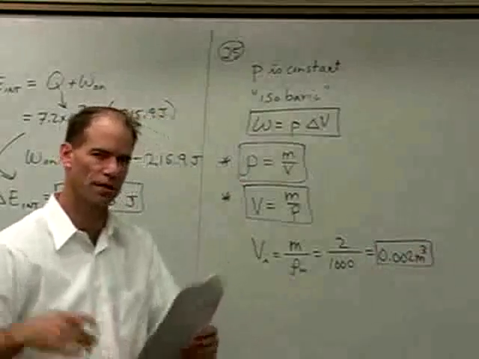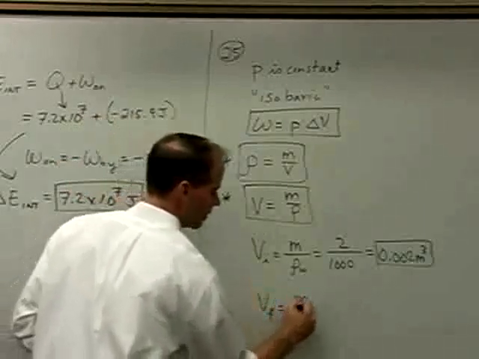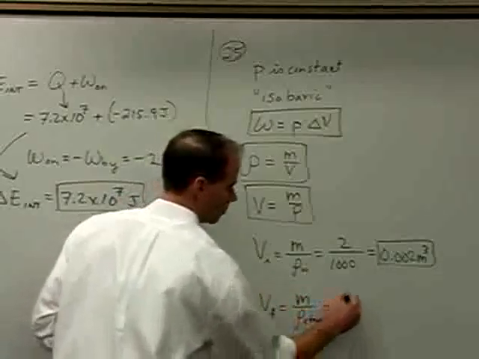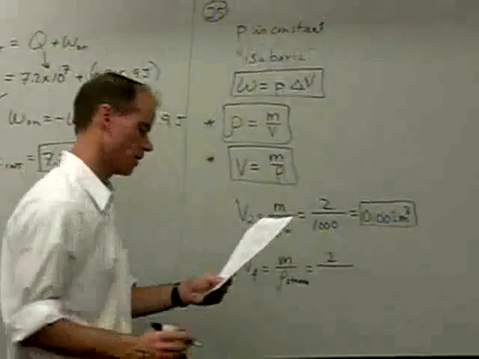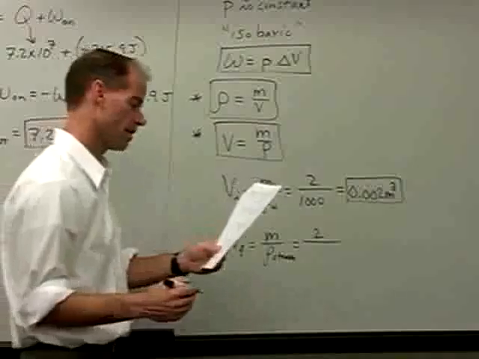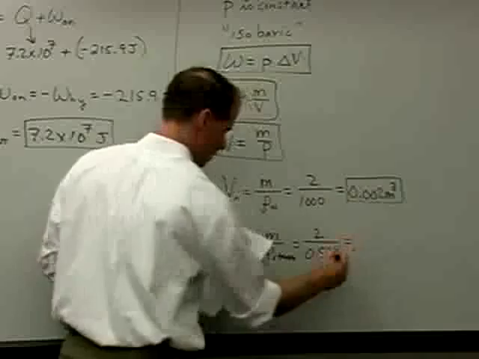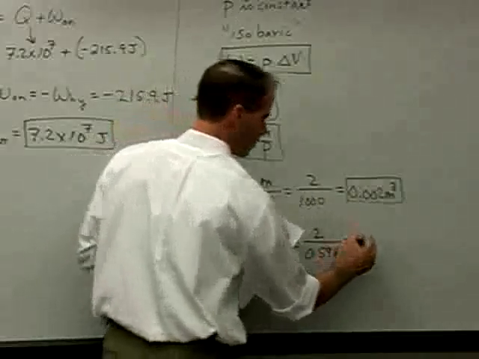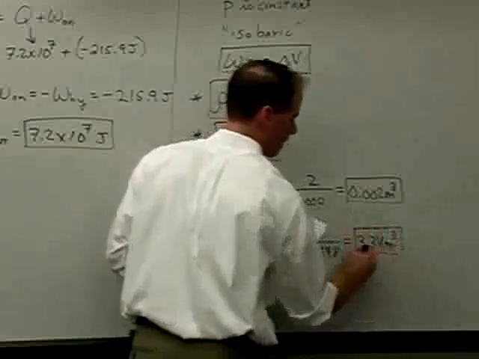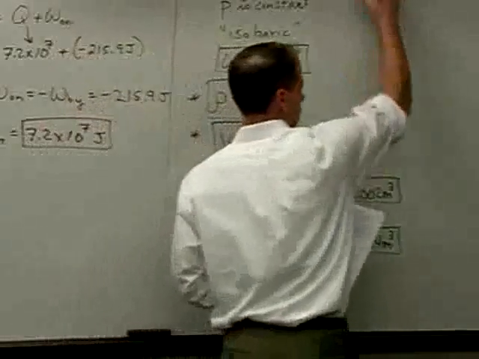Our final volume will be the volume of the steam, and that's going to be the mass of the steam divided by the density of the steam. We're still going to have 2 kilograms, but we're told that the density of steam is 0.598 kilograms per meter cubed. So this will give us 3.34 cubic meters. Much greater volume.